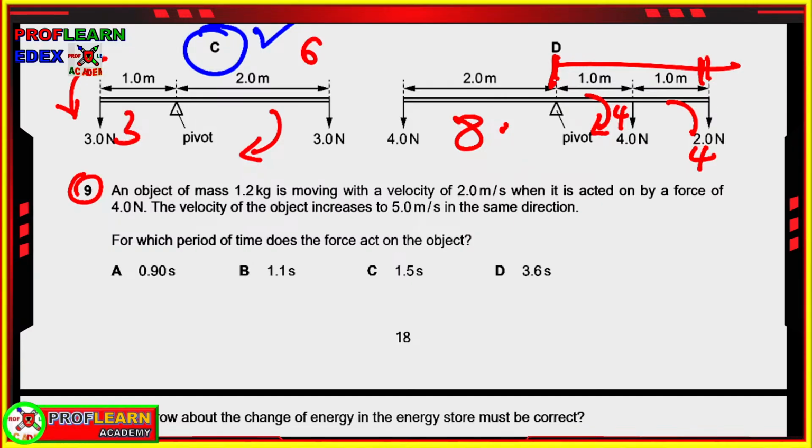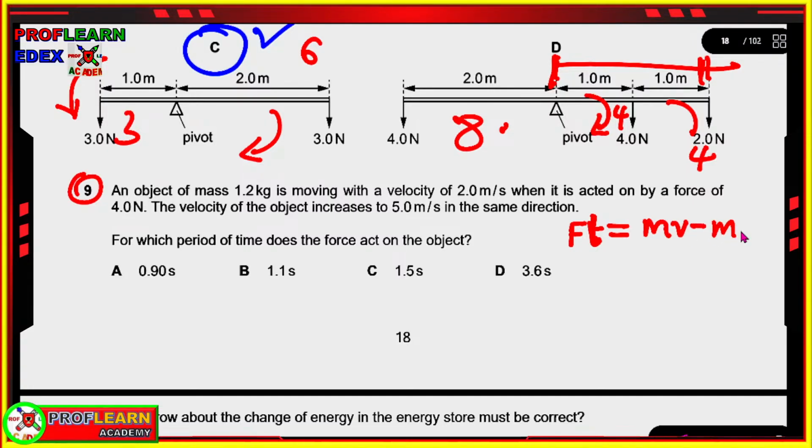Ft is equal to mv. Okay, Ft, impulse, is equal to change in momentum. Change in momentum is mv minus mu. And are we given the force? Yes, the force is given.